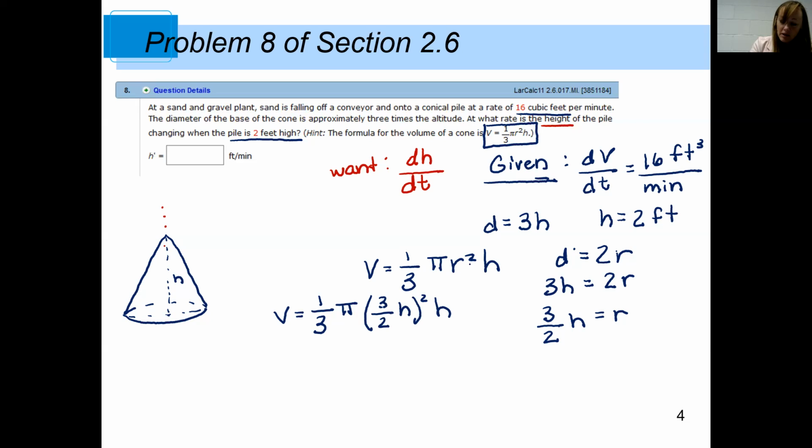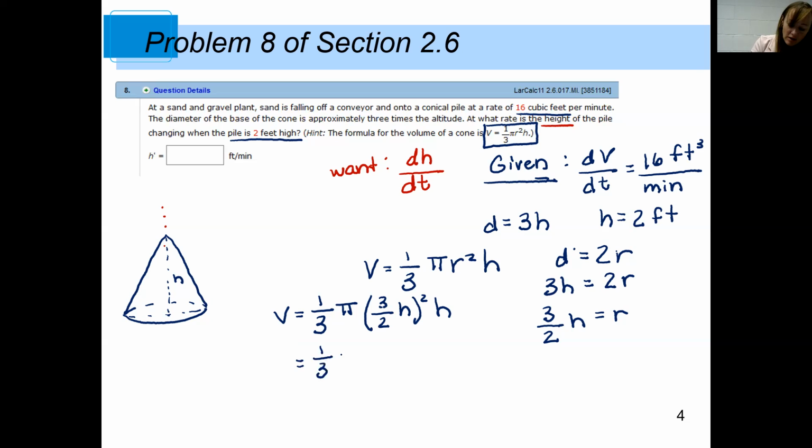And I like this because now we're just dealing with one variable. And when I start differentiating with respect to time, I don't have to worry about R's and D's in there, because I don't have any given information about the diameter or about the radius. I probably could find that, but we don't have anything about how the radius is changing. And so just substituting it right here kind of saves us some time.